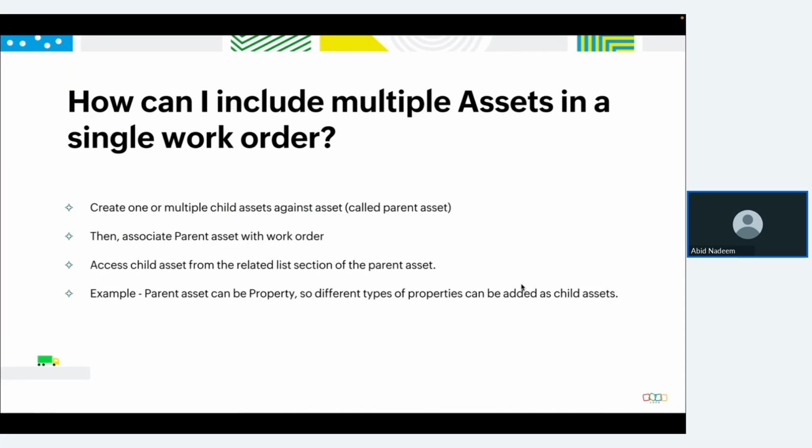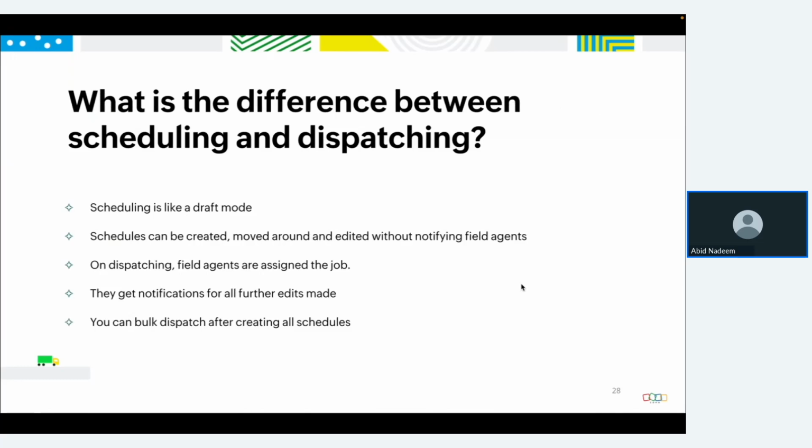In the work order view section, we can view all parent assets and all the associated child assets. This way, the technician will get to know what all assets they need to work on. What is the difference between scheduling and dispatching?